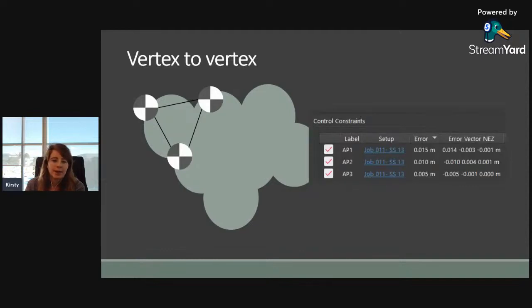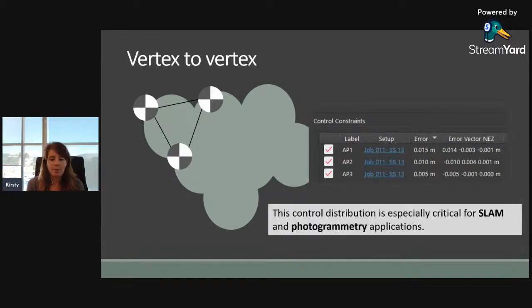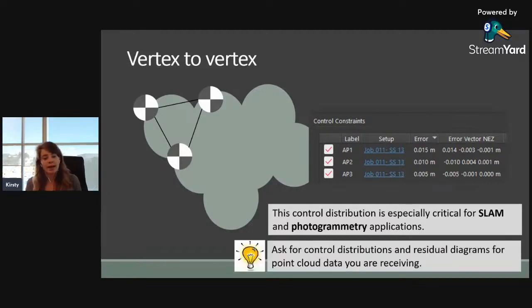So that's just the same thing. It's all clustered over to one side, but if you spread that out, you'll be able to get those Z values maintained across that point cloud. This is really fundamental for SLAM-based and photogrammetric applications as well, because those are all one overall point cloud where you're applying those control marks to them. So a good QA tip here, if you're receiving point clouds rather than producing them, or even if you're doing internal QA procedures, is to ask for control distributions and residual diagrams, something to give you a bit more information about the checks that have been done on that data.